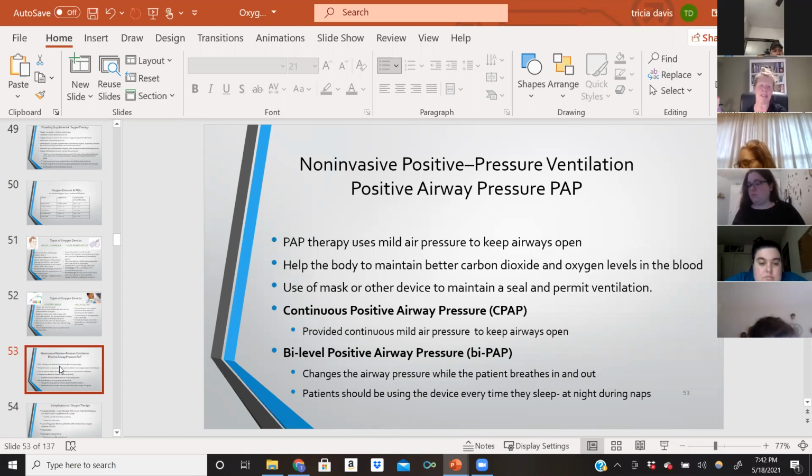So BiPAP is bi-level positive airway pressure. It changes the airway pressure while the patient breathes in and out. Patients should use this device every time they sleep, at night, and during naps. And then sometimes we will have to put these patients on this during the day to get them over the hump of whatever their respiratory issue is.